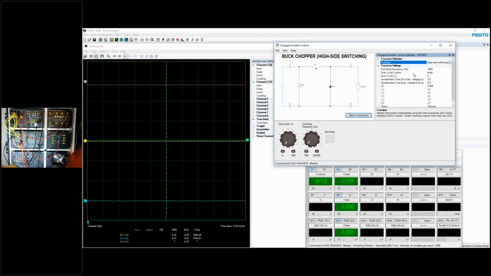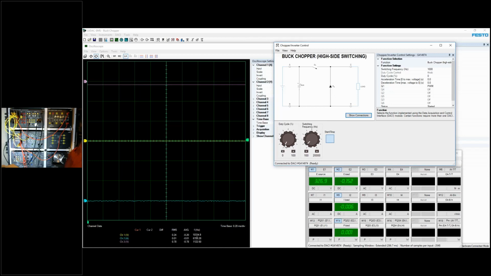The duty cycle control: how will I control the duty cycle? Using the knob here, I will be able to change the duty cycle from 0 to 100. The initial duty cycle will be set to 0, and we don't use acceleration and deceleration time in this exercise. So perfect, I can launch my function, and you will see that even if it is started, I still have no voltage at my load, no current, and of course no power, simply because my duty cycle is set to 0.